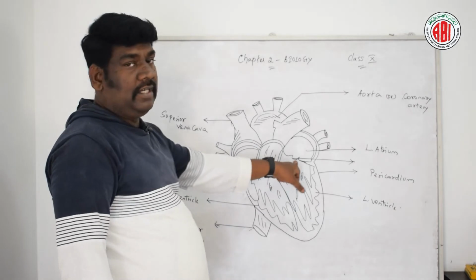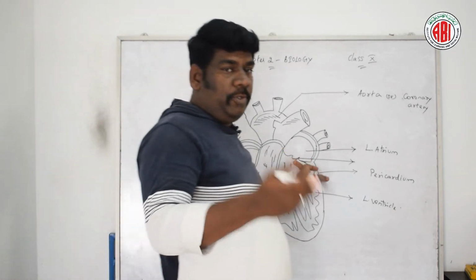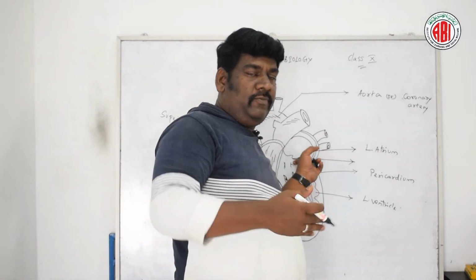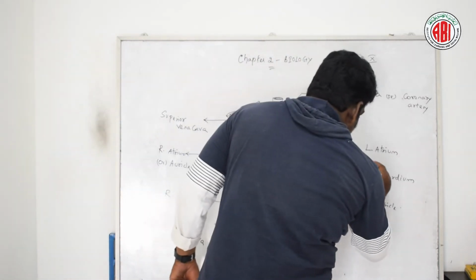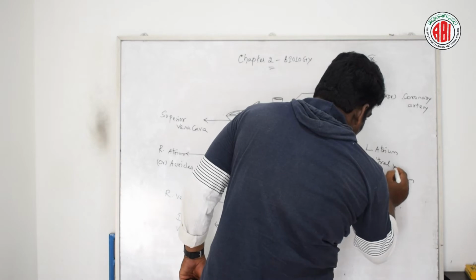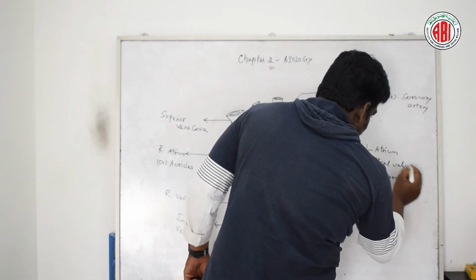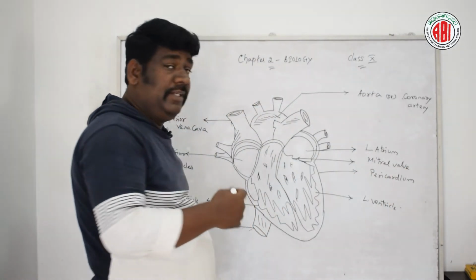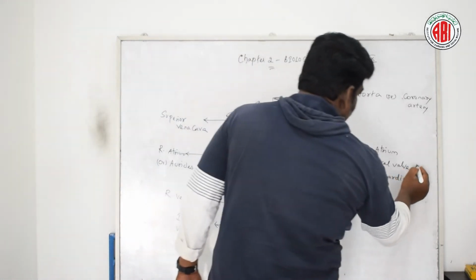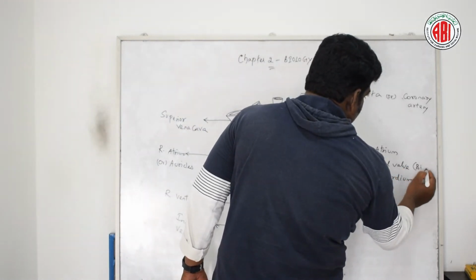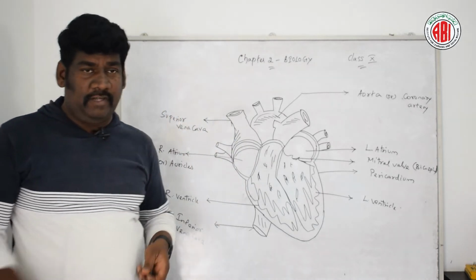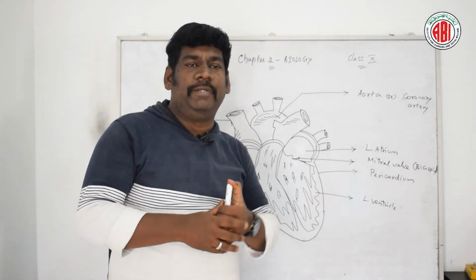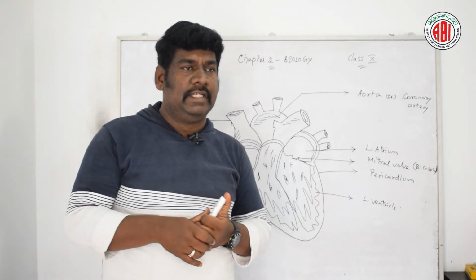This valve is like a door to allow the flow of blood. This valve is called the mitral valve. Mitral valve. It also has one more name; if you want, you can write bicuspid. There is another name for it; you can also say bicuspid valve. Okay, mitral valve or bicuspid valve.